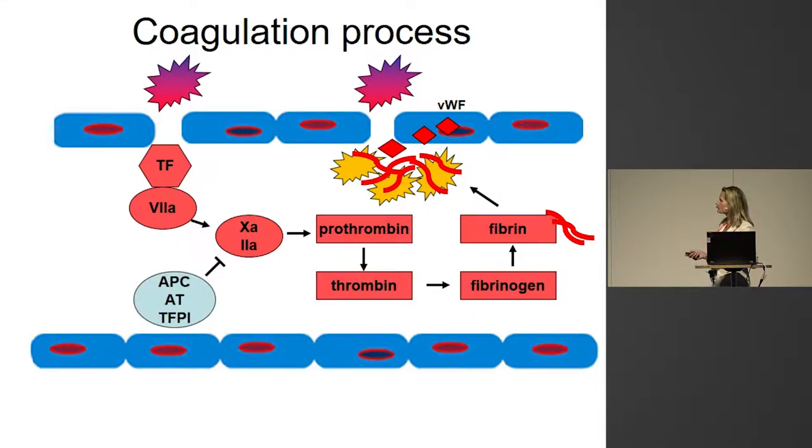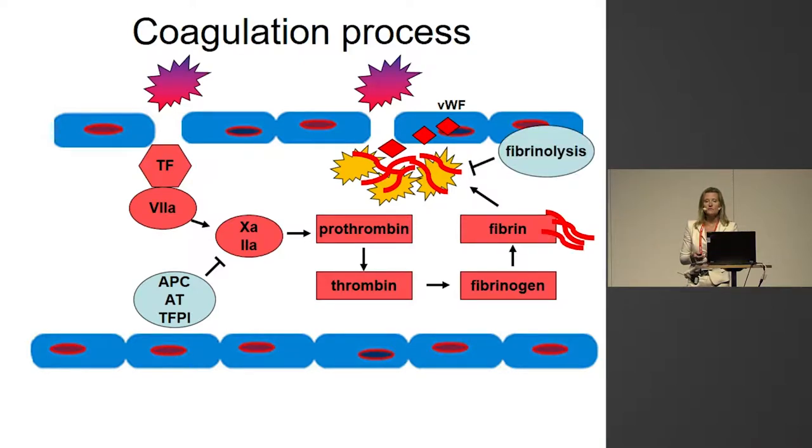A lot of changes. Of course, you cannot have abundant procoagulant response. You need to contain it with anticoagulant processes as well. And these are endogenous circulating anticoagulant proteins: activated protein C, antithrombin, and tissue factor pathway inhibitor. And the other anticoagulant process that is going on is fibrinolysis. So if you have this clot, the fibrinolysis will try to break it down. And in that way, the coagulation process is very well balanced normally.